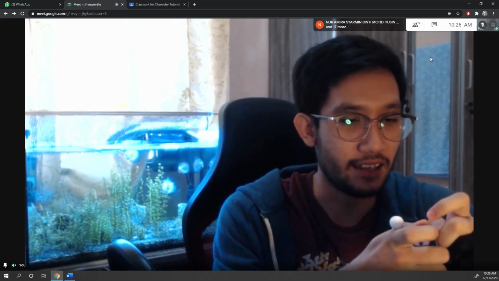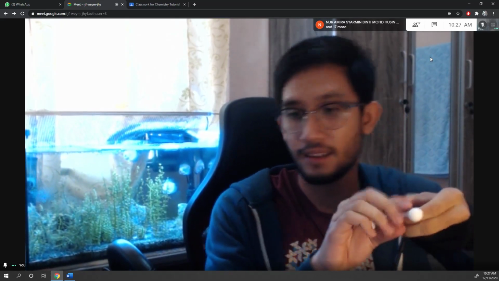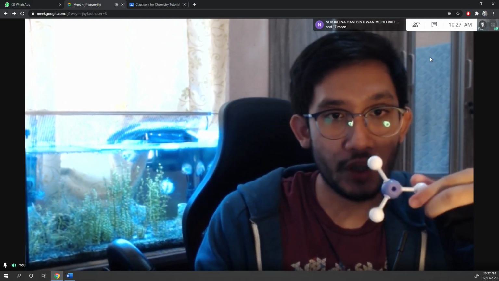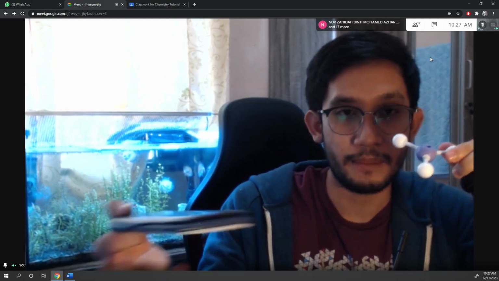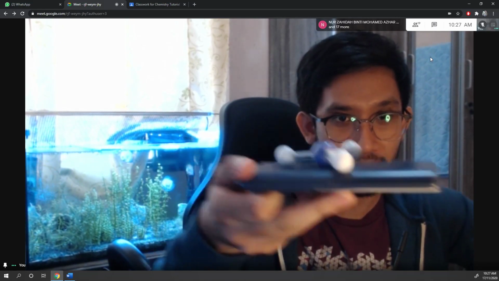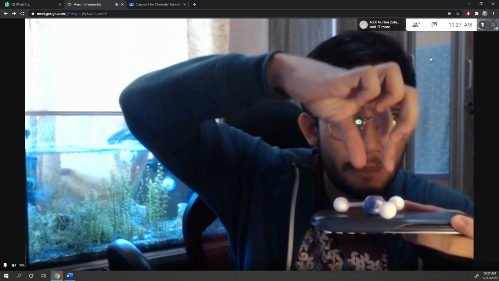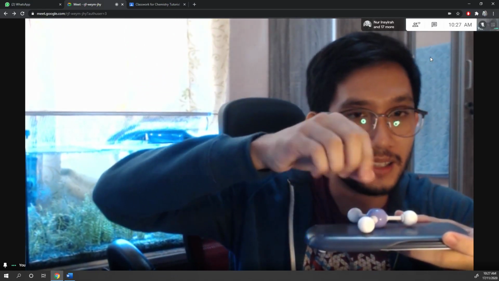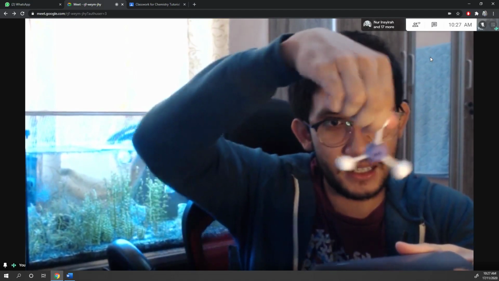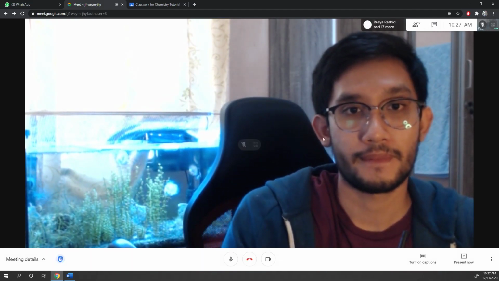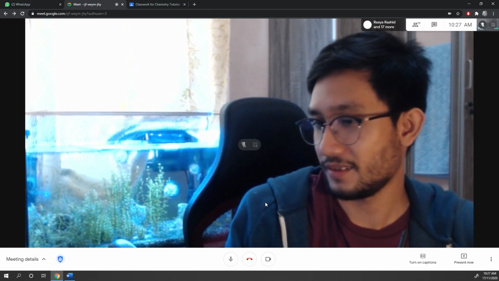Kalau you guys tengok, this is the shape. Okay, this is the shape trigonal planar. Sebab nampak tak? Dia adalah atas plane. Semua duduk dekat plane yang sama, which is this plane. So that's why you call trigonal planar. So dia boleh pusing.